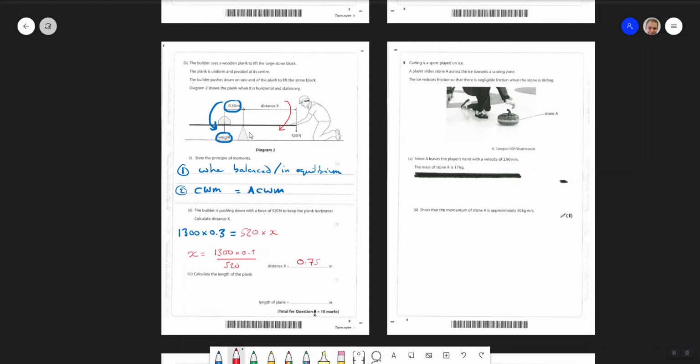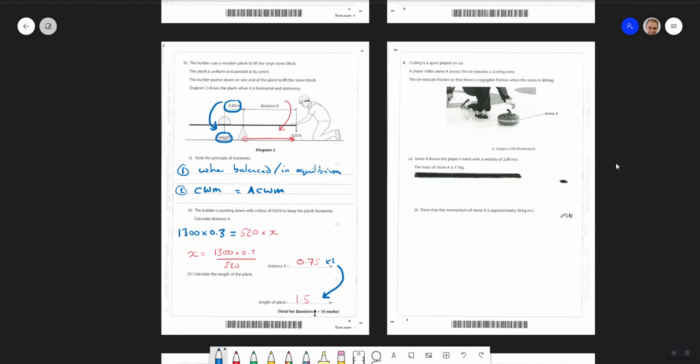Therefore, calculate the length of the plank. Well, you know this distance is half the actual length of the plank, so you just take this number and multiply by 2, which gets you 1.5. If you got this number wrong, you still get an error carried forward. So whatever your answer is here, if you take this answer and times it by 2, and put that number in there, you get the mark for that. That's all completely allowable.